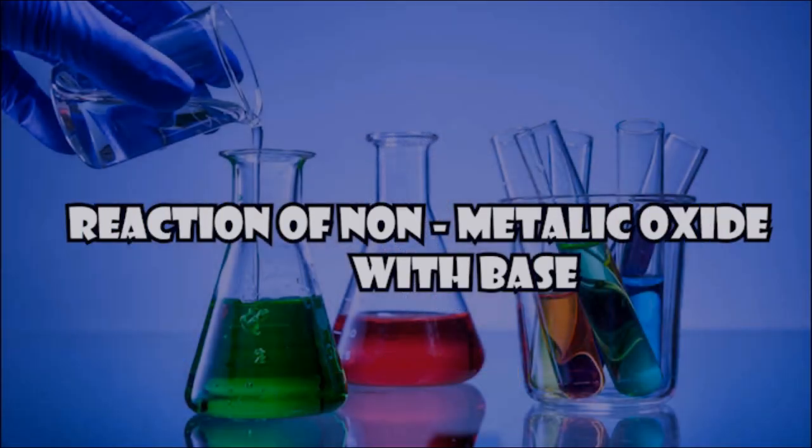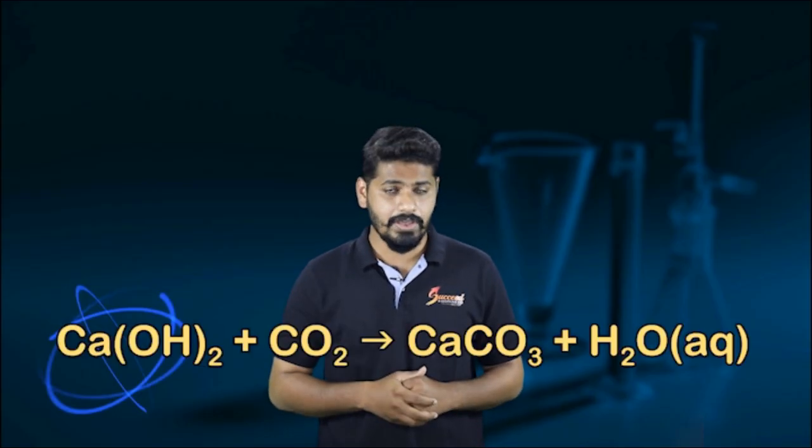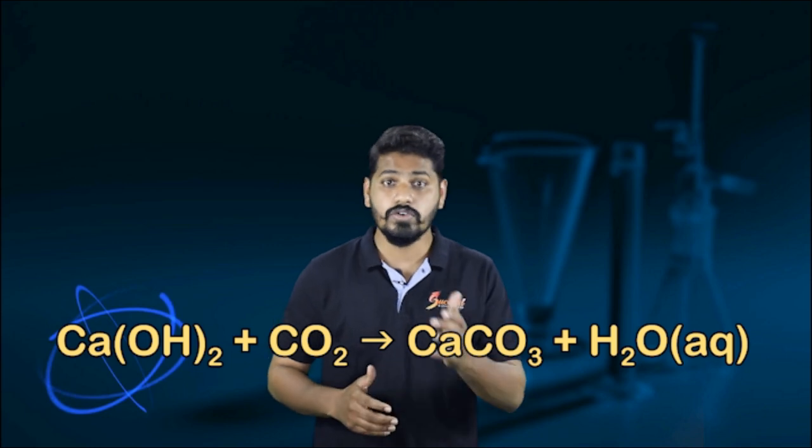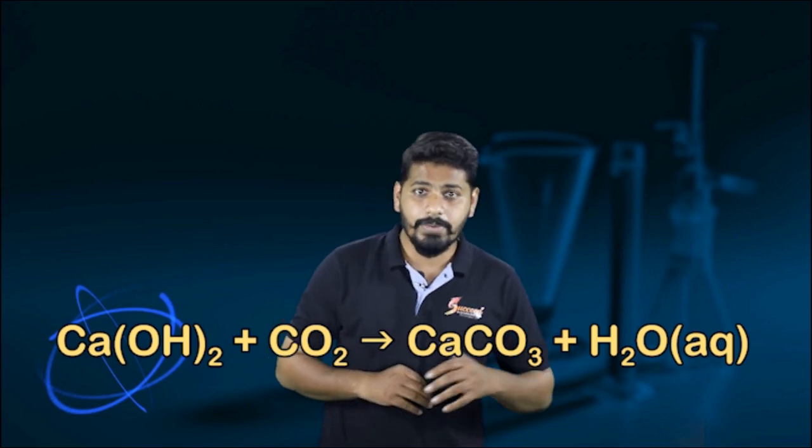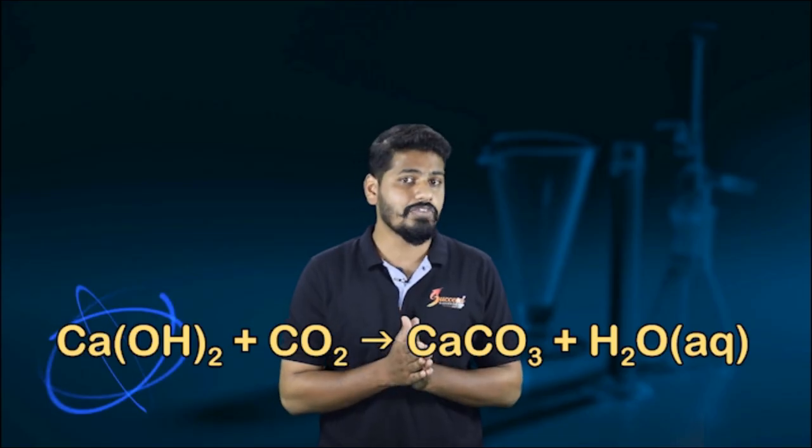Now let's see what happens when a non-metallic oxide reacts with a base. Keep this in mind. Non-metallic oxide is acidic in nature. Already I told you that when acid and the base react, it forms a salt, right? So non-metallic oxide is acidic. When it is reacted with a base, it forms a salt along with the formation of some amount of water. Let me give an example. When calcium hydroxide is reacted with carbon dioxide, it forms calcium carbonate along with the formation of some amount of water.